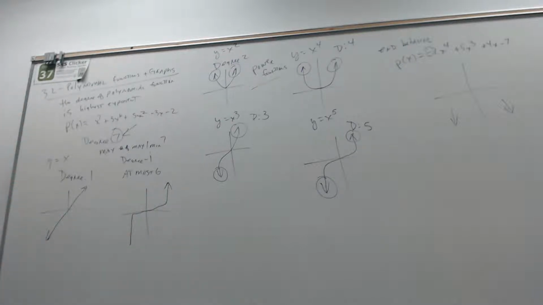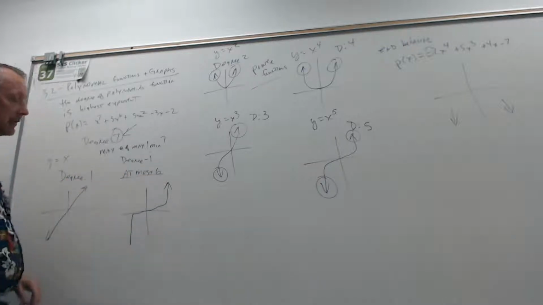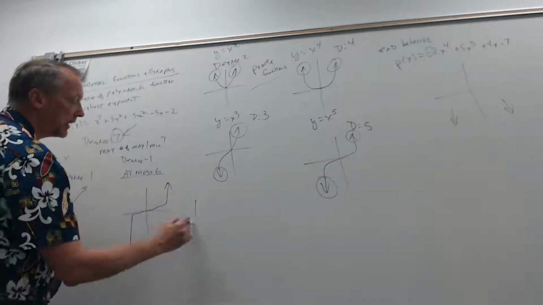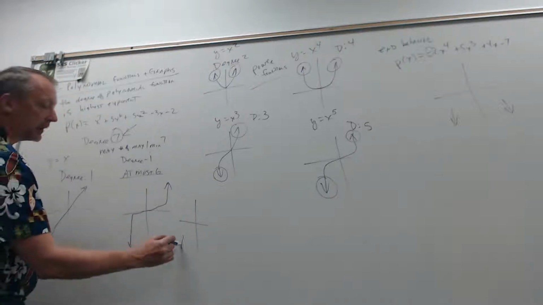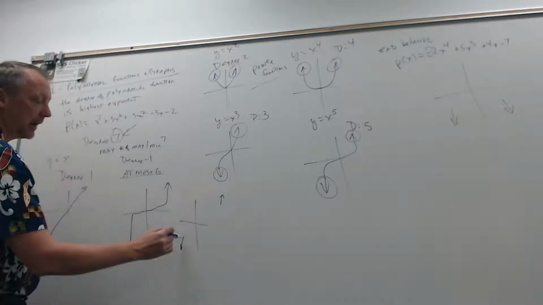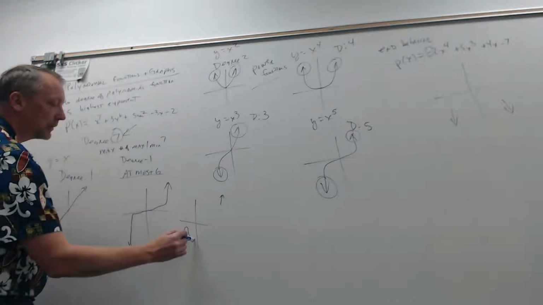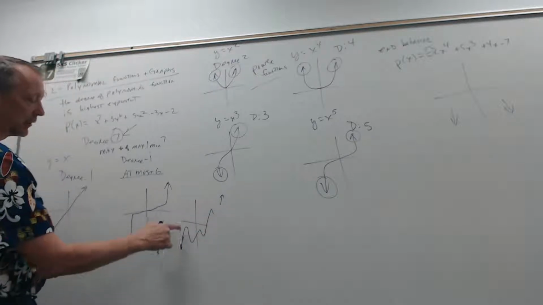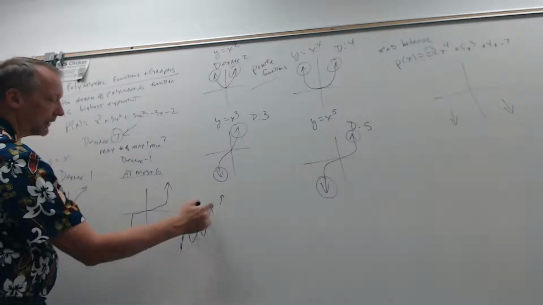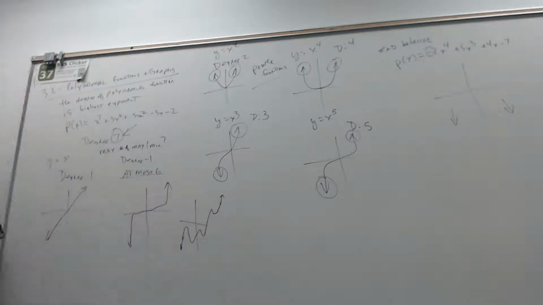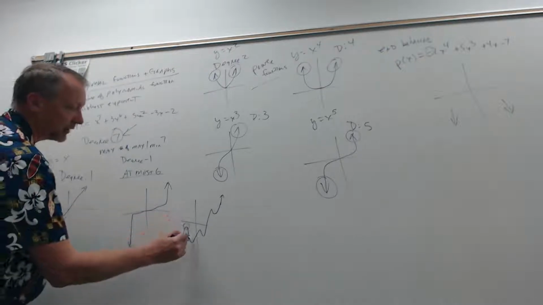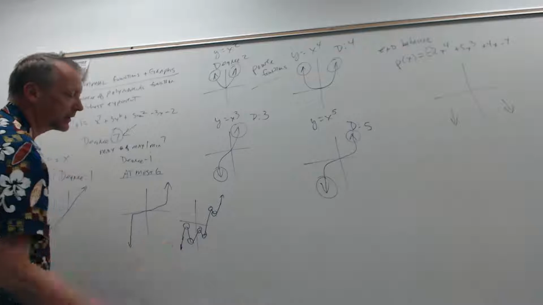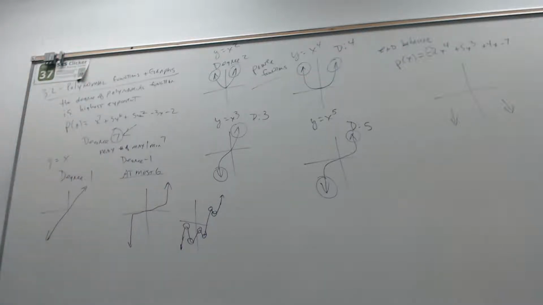Now, that's why I said at most 6, okay? We know that the end behavior is going to start low, it's going to end high. Now, it could be that we're going to get 1, 2, 3, 4, 5, 6. It could look something like this. Does that make sense? Okay. We don't know what it's going to look like.